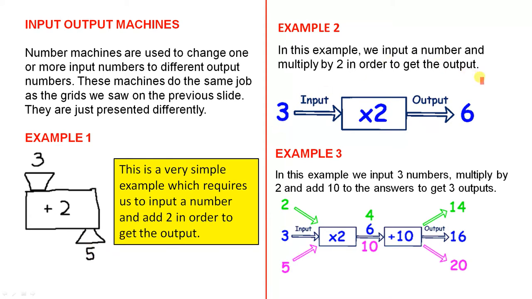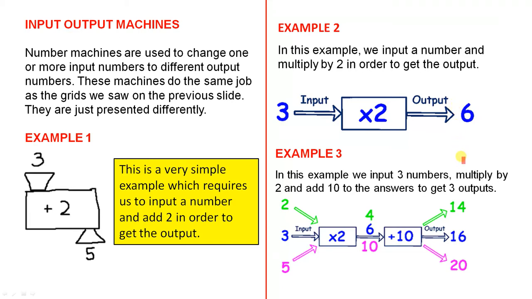Example 2. In this example, we input a number and multiply by 2 in order to get the output. So the input is 3. When you times that by 2, 2 3s are 6. There's your output.